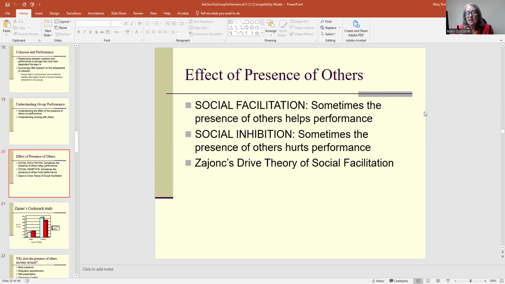However, sometimes that dominant response is going to be wrong. So the presence of others that increases your arousal, that increases the likelihood of the dominant response, when that dominant response is wrong, it's going to decrease performance. So the presence of others is going to decrease performance in situations where the dominant response is incorrect. Does that make sense? Okay, so now what's a dominant response?